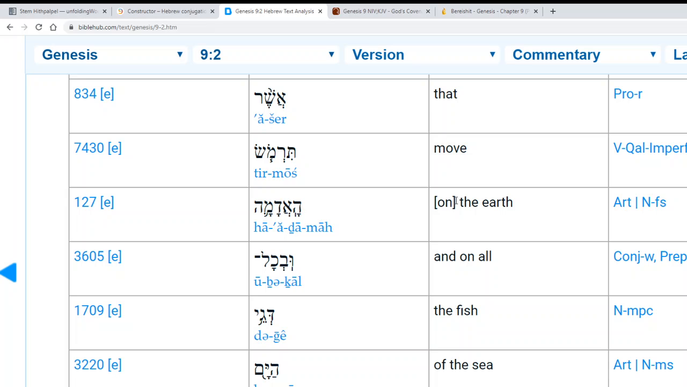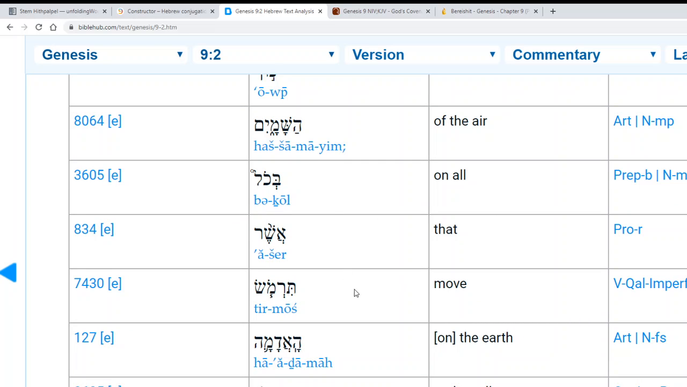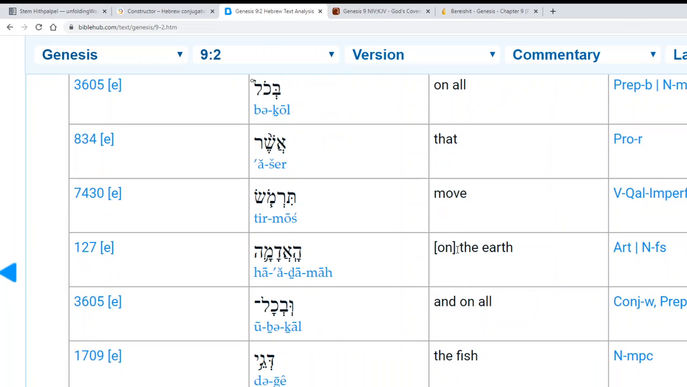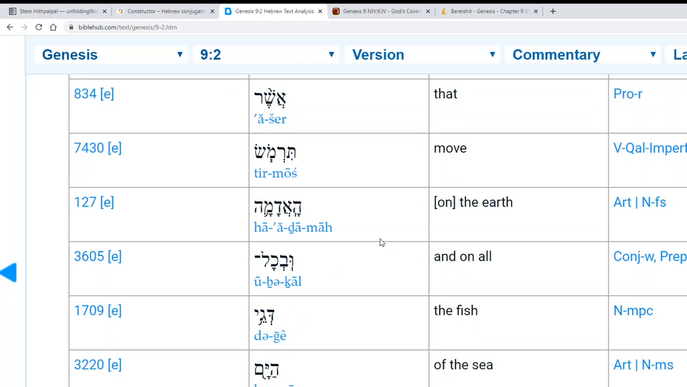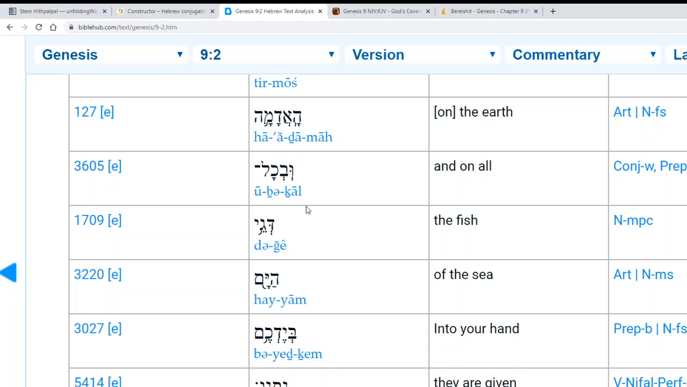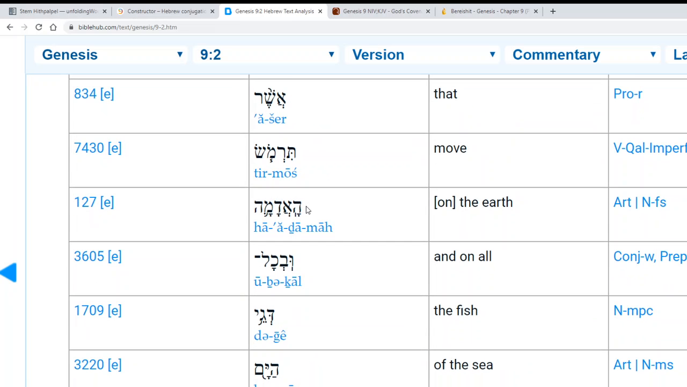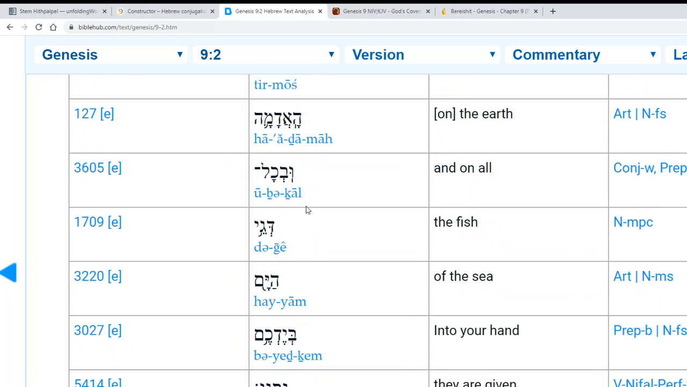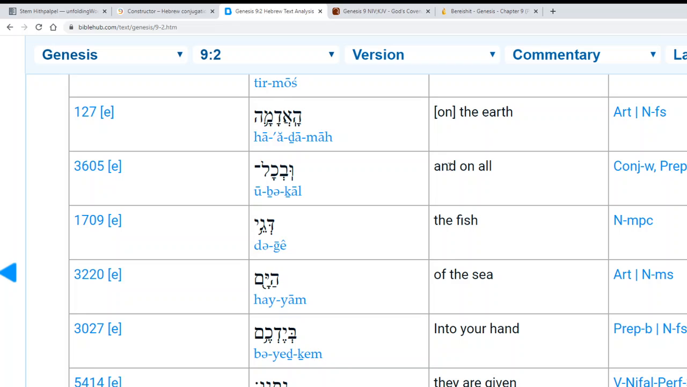And yeah, kol asher tirmos ha'adama. I'm not sure I would translate that as on the earth, maybe. Creeps, yeah, that's how they did it. I'm not sure I would do it. The ha is obviously the article, and the adama I translate as clay, to keep it separate from aretz, right? Although it's usually translated as earth.